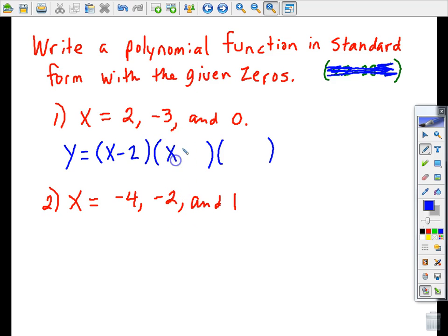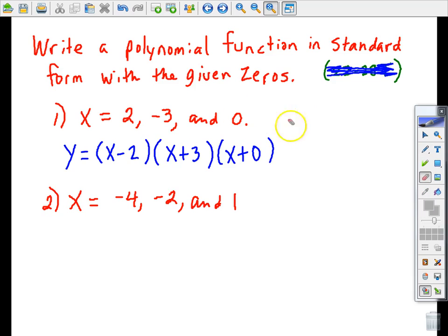X plus 3. Awesome. And I know this other one really doesn't need to be a binomial, but I'm just using it as an example. Nick, what would it be? X plus 0. Okay, now let's talk about x plus 0. Do I need x plus 0? What is that really? What's x plus 0? X. Any number plus 0 is that number.